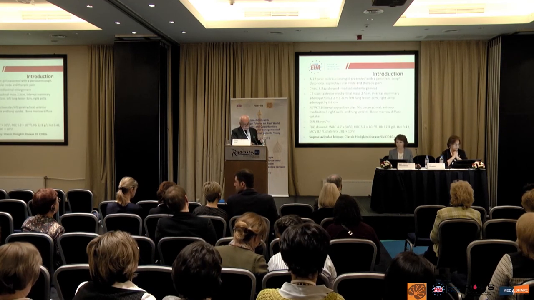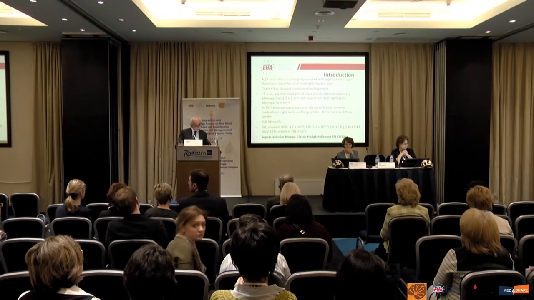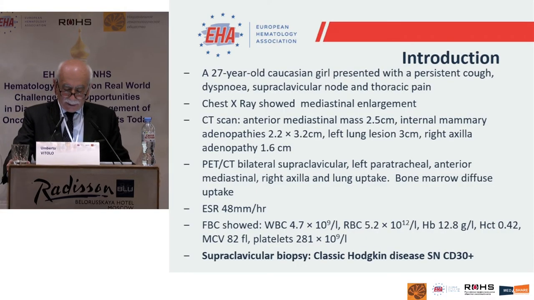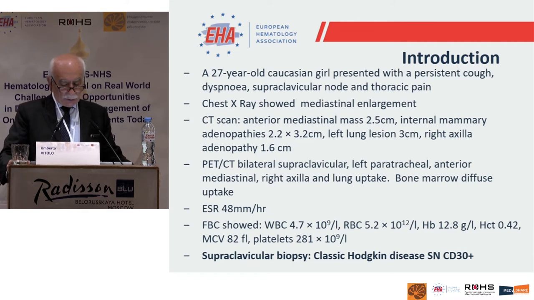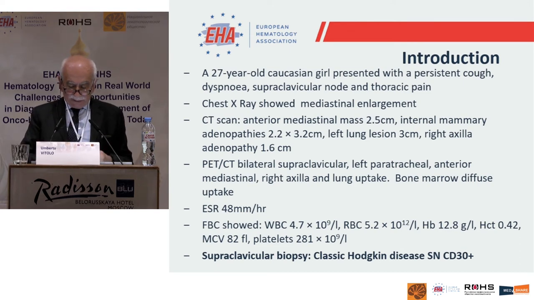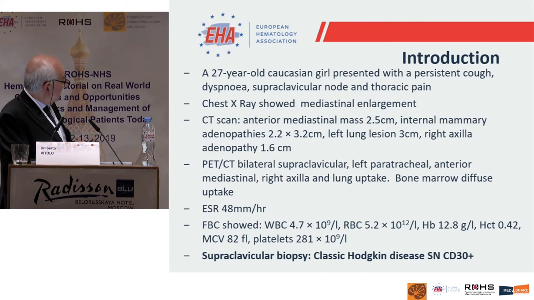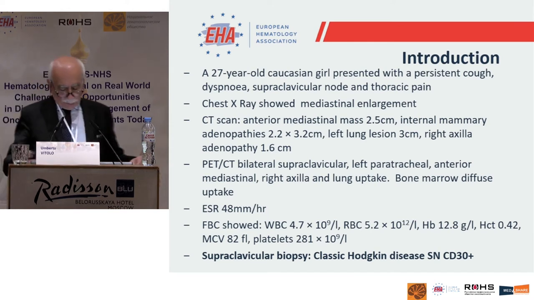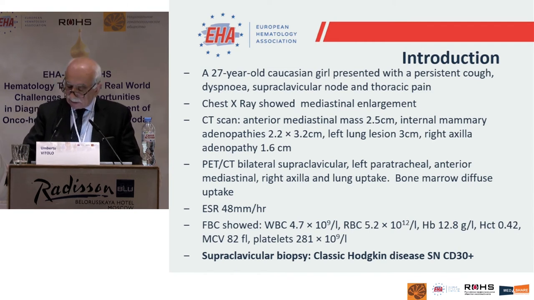This is the second case. Again, this is not a 26 but a 27-year-old girl with, again, persistent cough, dyspnea, supraclavicular node, thoracic pain, with a mediastinal enlargement. CT scan showed an anterior mediastinal mass of 2.5 centimeters with involvement of internal mammary adenopathies, a left lung lesion of 3 centimeters, and axillary adenopathy. The PET CT showed the same findings, again with diffuse bone marrow uptake. ESR was 48 again. Full blood cell counts were normal.